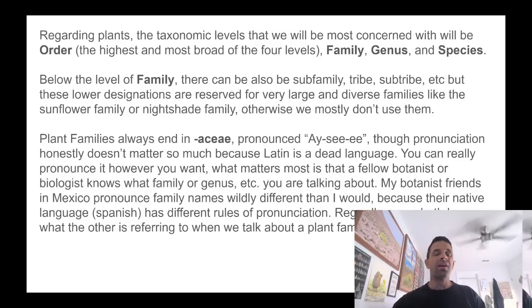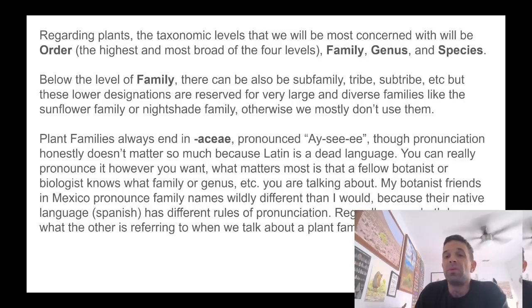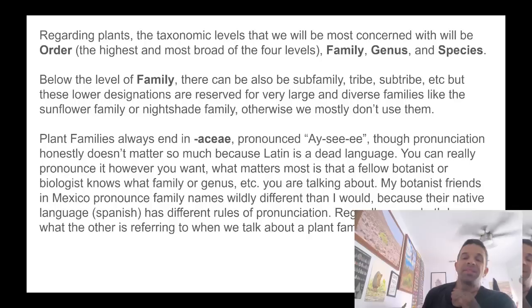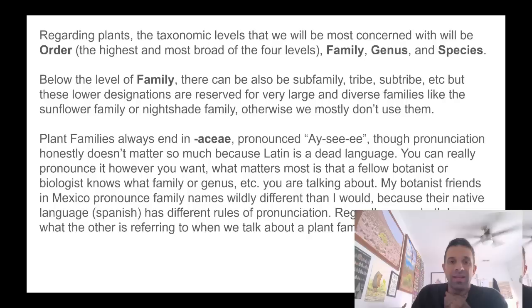We already said this regarding plants. The taxonomic levels that we will be most concerned with will be order, family, genus, and species. Below the level of family, there can also be subfamily, tribe, subtribe, etc. But we're not gonna worry about that. Those are mostly reserved for very species-rich families, families with a lot of plants in them, that have been very ecologically successful, like the sunflower family, 28,000 species, I think it's estimated at, all over the world, everywhere except Antarctica.